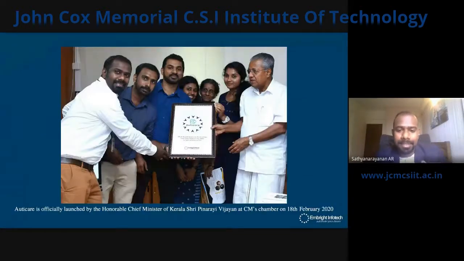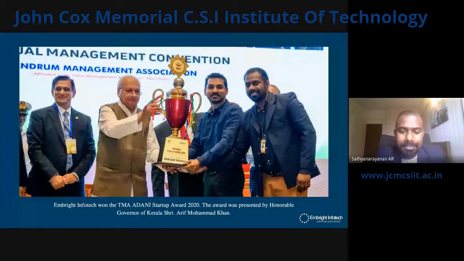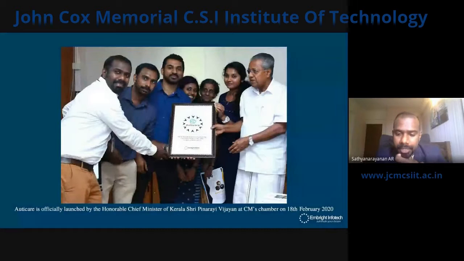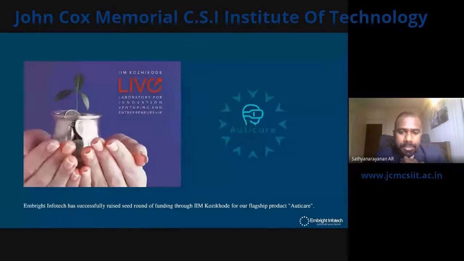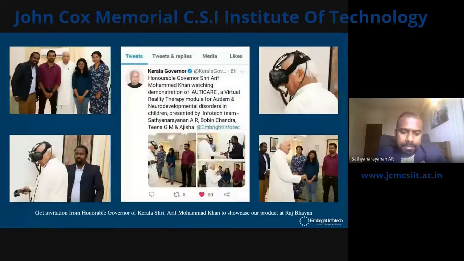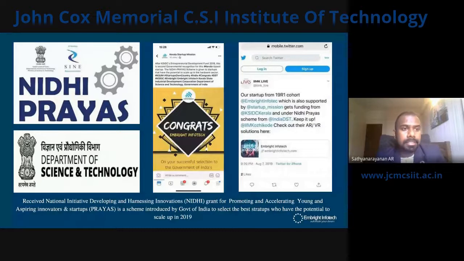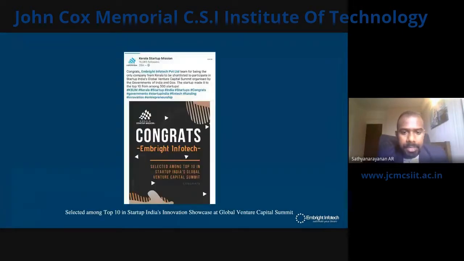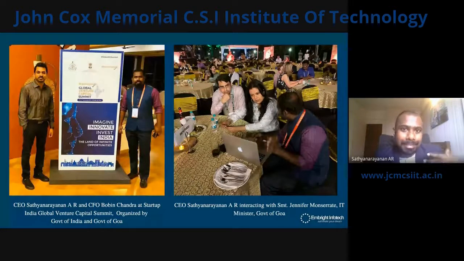There are various applications and organizations we went through, and our product has been launched by our CM, and these are the various awards we got. Our product has been launched on various occasions as well, and these are government initiatives. We got grants, almost 1 crore, to develop this platform. We also got shortlisted in the Gitex Supernova Challenge in Dubai. So this is an example of an assistive technology company. It took around 2.5 years so far.